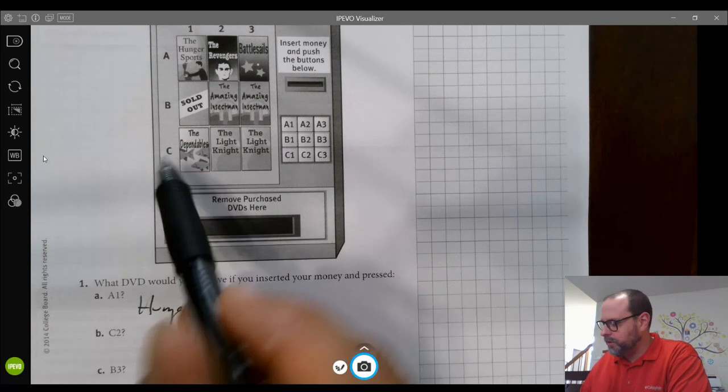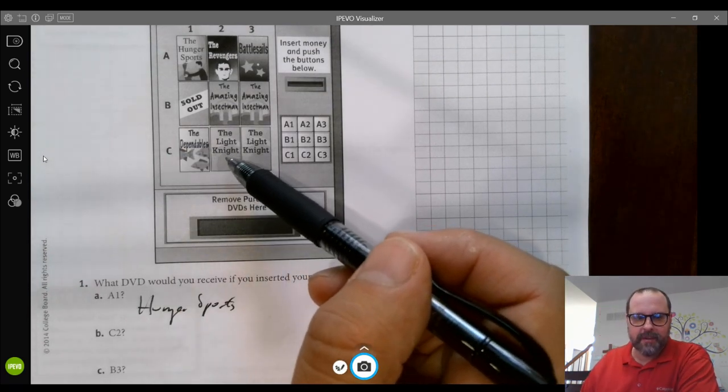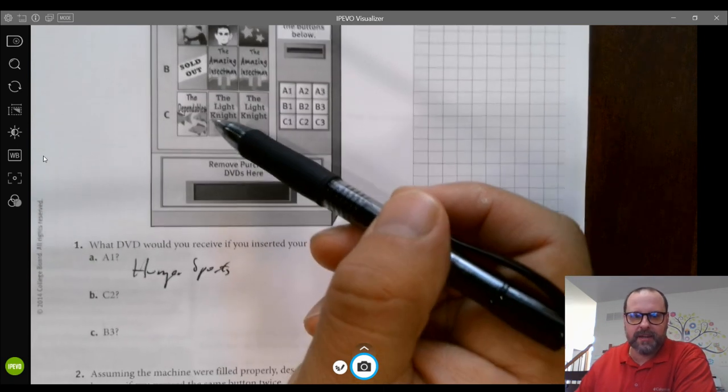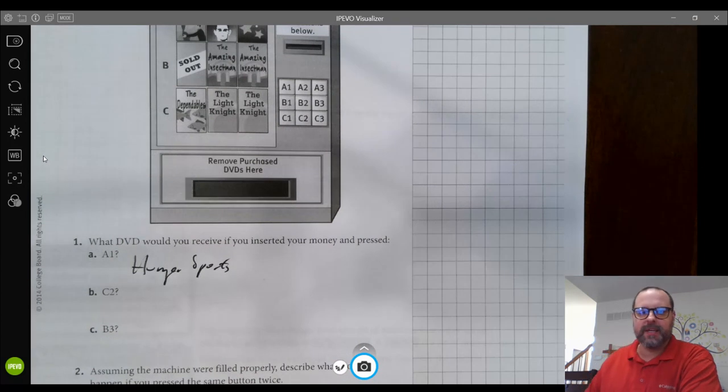If you go to C2, I'm not going to write them all down. You can. You get The Light Knight. Okay. I don't know if Robin is The Light Knight. And then B3 is The Amazing Insect Man. So when you go to those different buttons, you get an output.